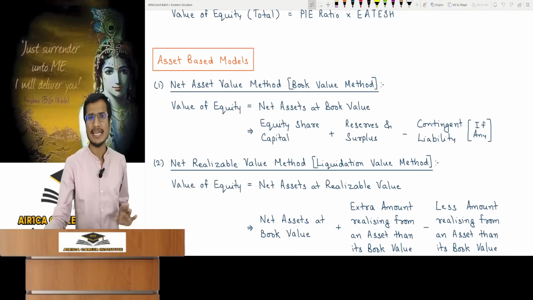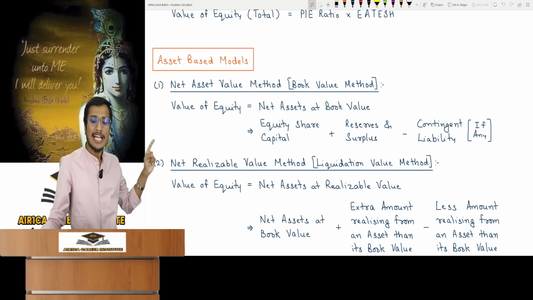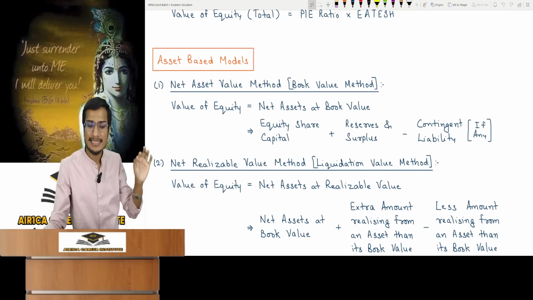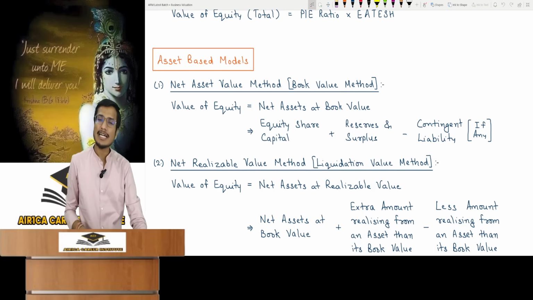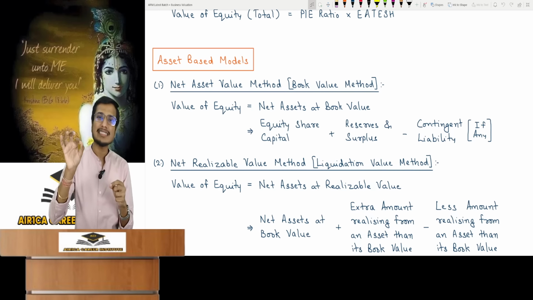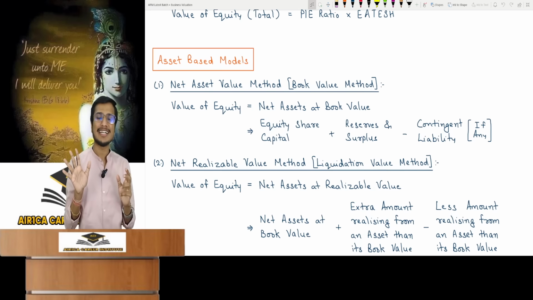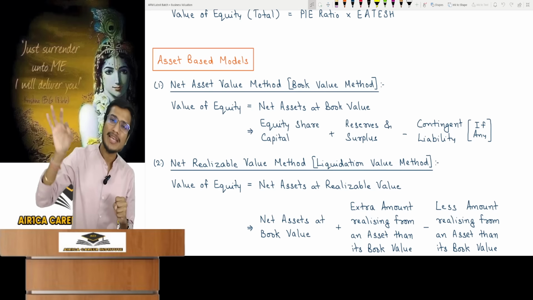I explained this during the basics, we won't repeat that again. Equity, share capital plus reserves and surplus. Keep one point in mind. For business valuation purposes, if you apply the asset-based model, you have to subtract any contingent liability the company might have. If there's any contingent liability, it must be subtracted.